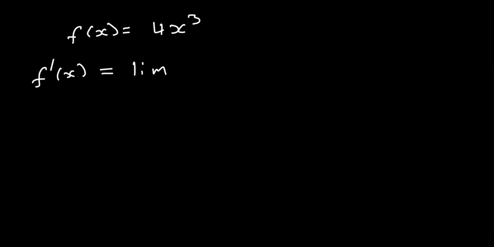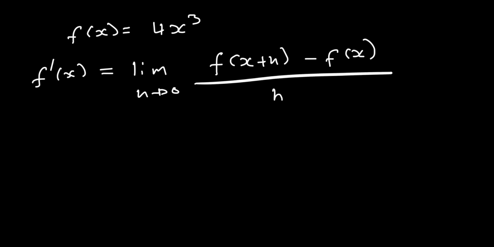So now, let's say, for example, we now have a cubic. Let's say f of x equals 4x cubed. How would you use the first principle to solve for this first derivative? You will have to write down your equation: f prime of x, the first derivative of f of x, equals the limit as h approaches 0 of f of x plus h minus f of x, all divided by h.